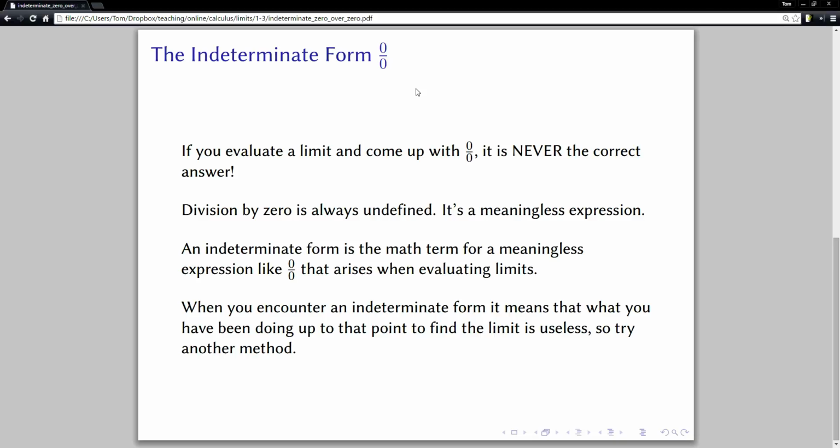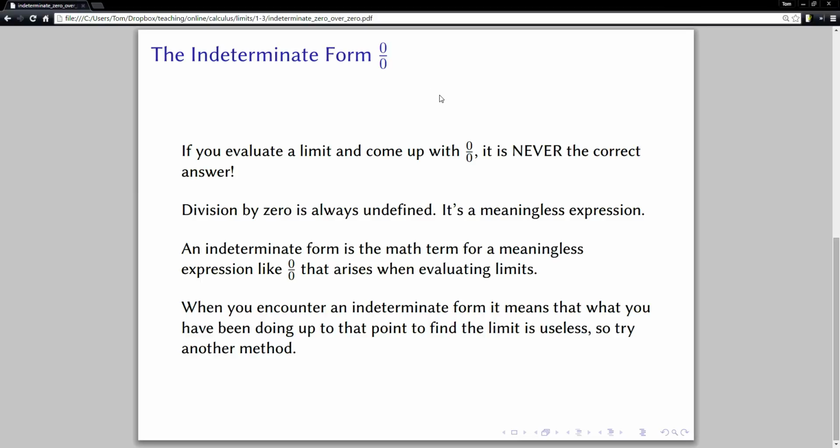And an indeterminate form is just a name for an expression that will come up when you're evaluating limits. Mathematically, this is a meaningless symbol. You can't really define it in any way that makes any sense. It's kind of like you have a string of math symbols: I have a 0, a fraction bar, and a 0.